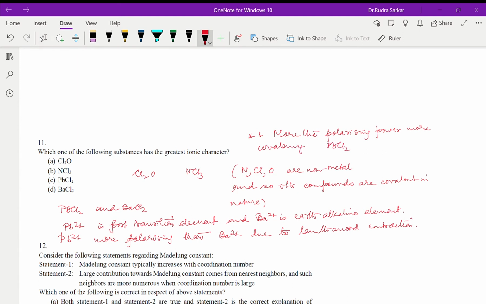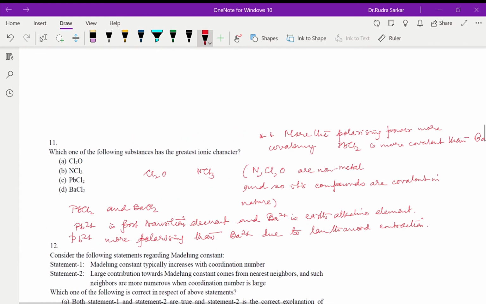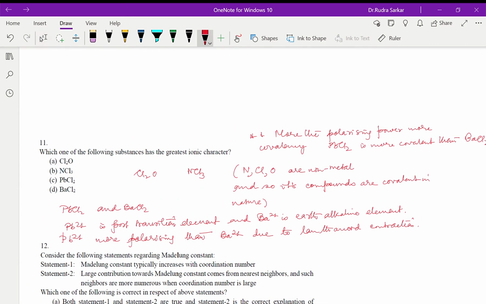PbCl2 is more covalent than BaCl2, which means BaCl2 is more ionic. So obviously that is going to be our answer.